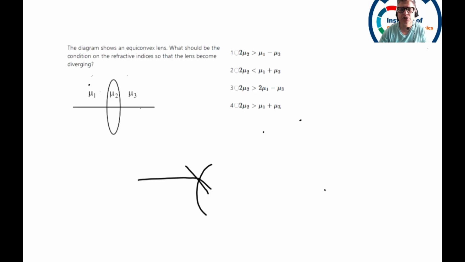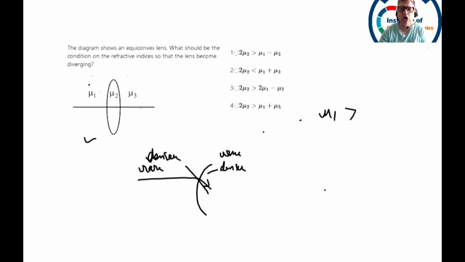So the strategy is to do the reverse of convex. This is rare and this is denser, right? Do the reverse. Make this denser and this rare, which means in the context of this question, mu1 should become greater than mu2, or we can say mu2 is less than mu1.